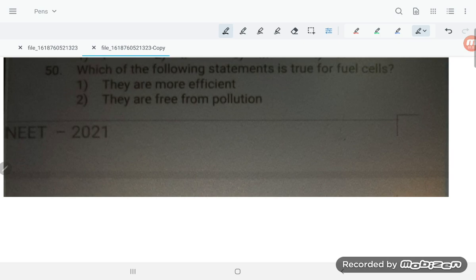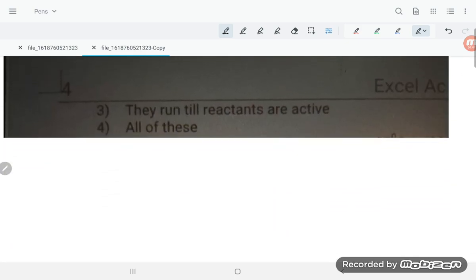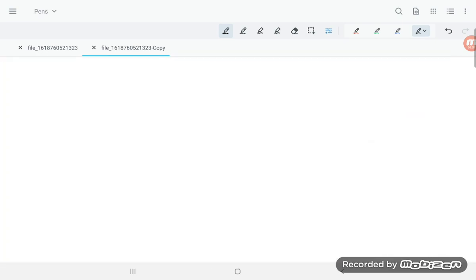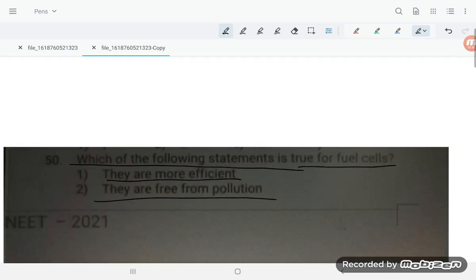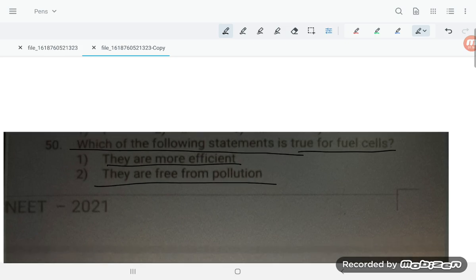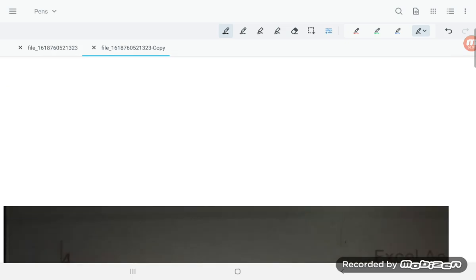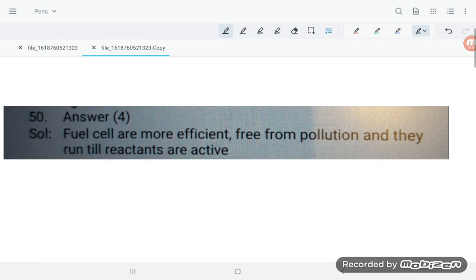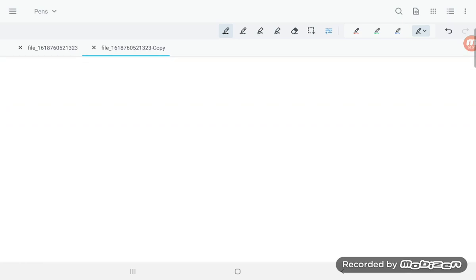Now let us move to question number 50. Which of the following statements is true for the fuel cell? They are most efficient, they are free from pollution, they run till the reactants are left, all of this. So all of these are correct, students. They will continue till the reactant is left. They are more efficient, that is also correct. They are free from pollution, that is also correct. So the correct option is all of these.